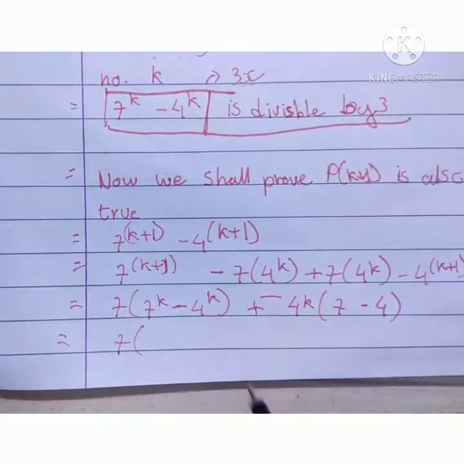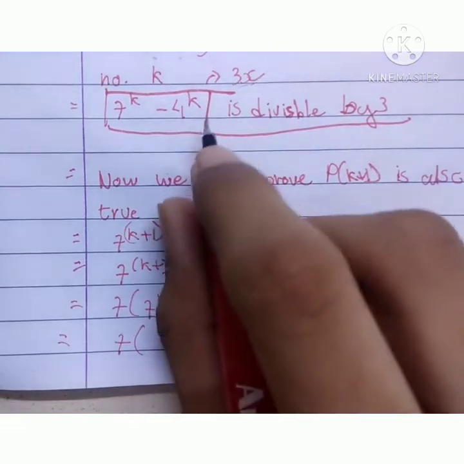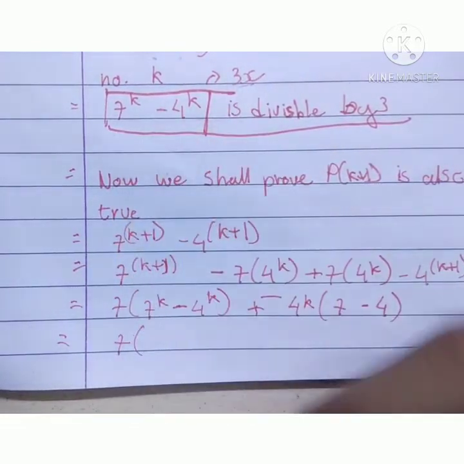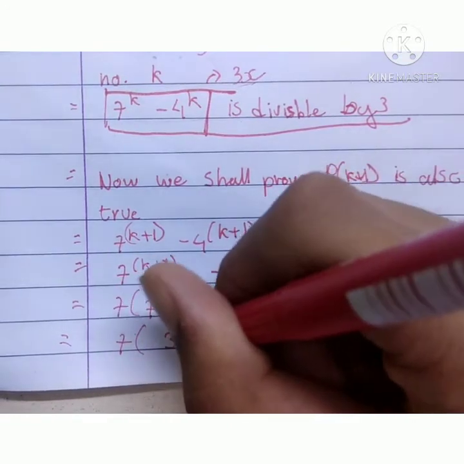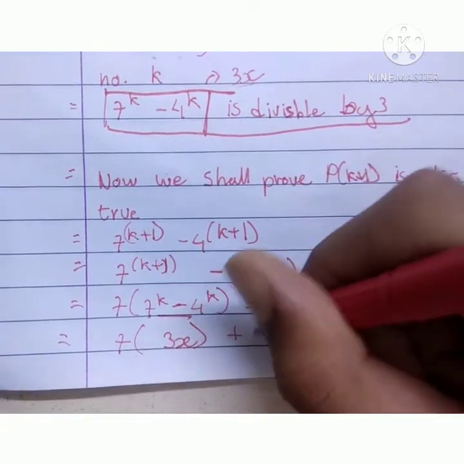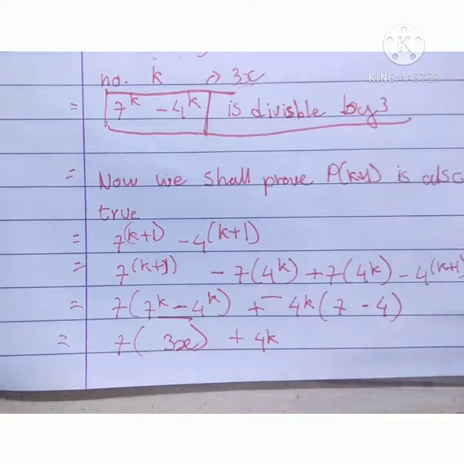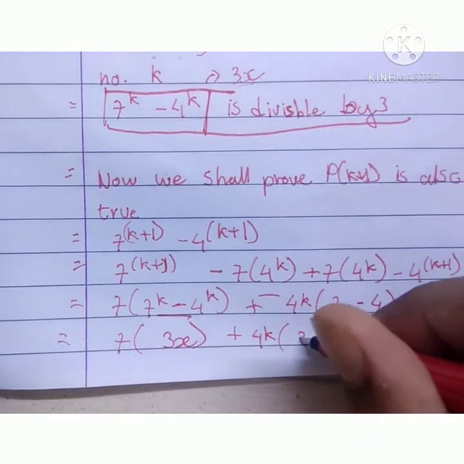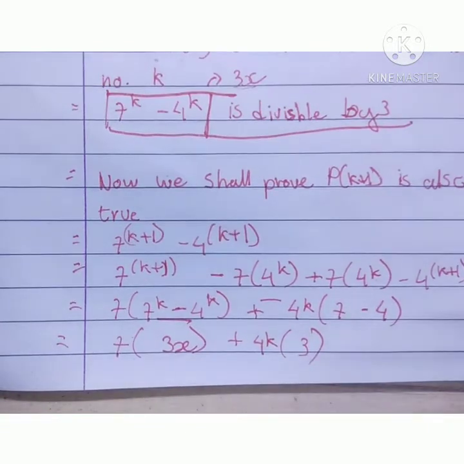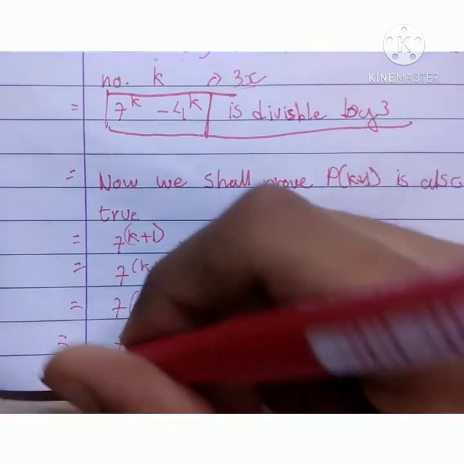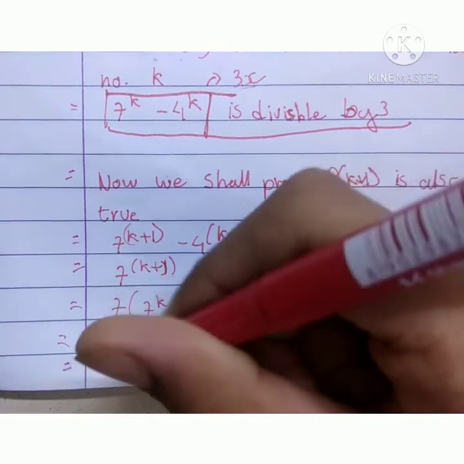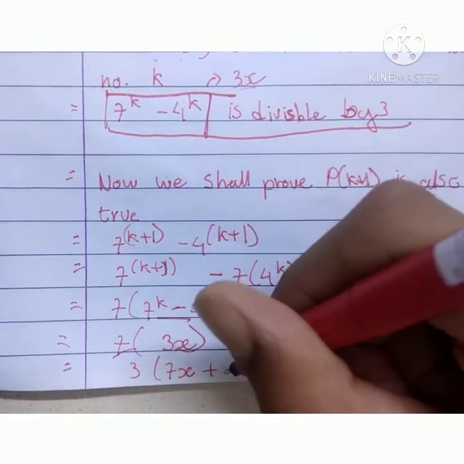Now you can see that 7 raised to k minus 4 raised to k is the same as this, and I let this be 3x. So I can substitute 3x in place of this, plus 4 raised to k. And here, what is 7 minus 4? It is 3. Now I can still take out 3 common. So let me do it: 7x, because 7 and here x, plus 4 raised to k.